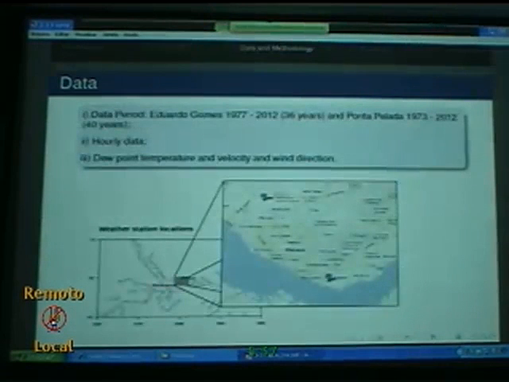We also use data from weather stations, specifically airport weather stations: the Eduardo Gomes weather station and the Ponta Pelada weather station. This is hourly data, and we use the dew point temperature and the wind velocity and wind direction. And here we have the spatial localization of the weather stations.